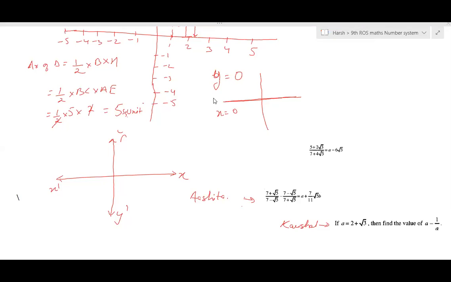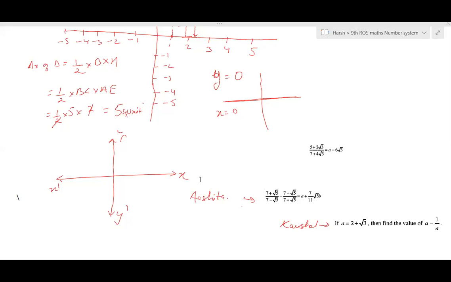Anyone facing any problem in understanding, or in solving this exercise? Sir, can you show the quadrants again? Like which is first, which is second, which is third, and fourth? I know which one is which, but I'm confused.